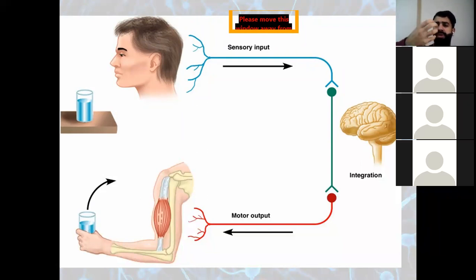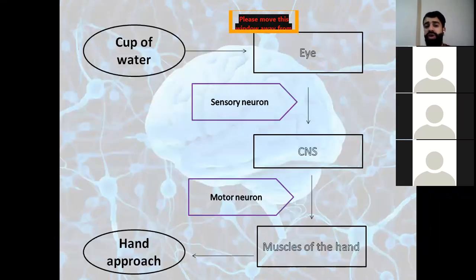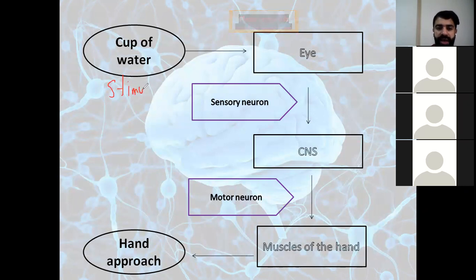So my hand is going to carry the bottle and use it to drink, for example. The cup of water represents what? It represents the stimulus in this case. So the stimulus is the cup of water. It reaches my eye, which is the receptor organ, or the sensory organ.